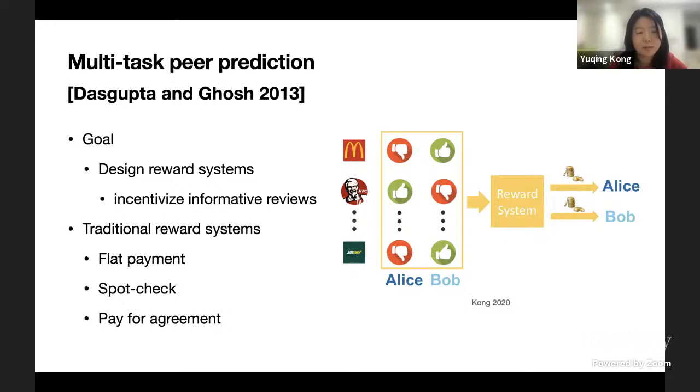The third traditional reward system is that maybe we can pay them according to their agreements. But in such a case, first, even if they are honest, they can have very different tastes. And also if we only pay them for the agreements, they can just give all the restaurants the same score, like the highest rating. In such a case, there is no information, but they can get all the payments.